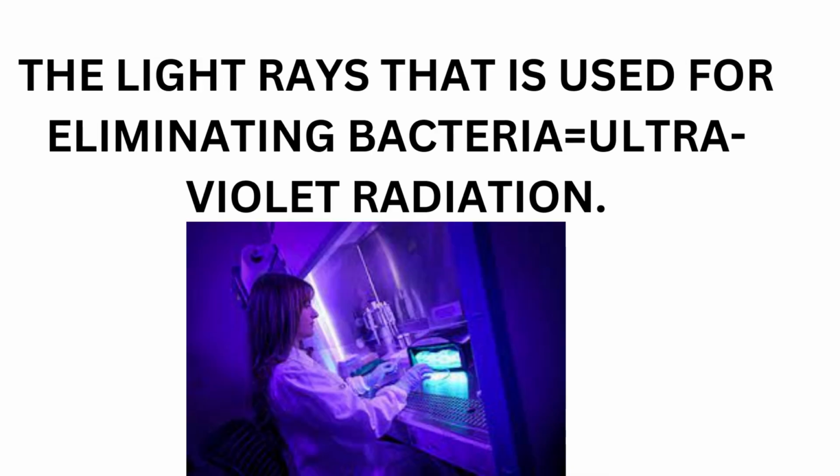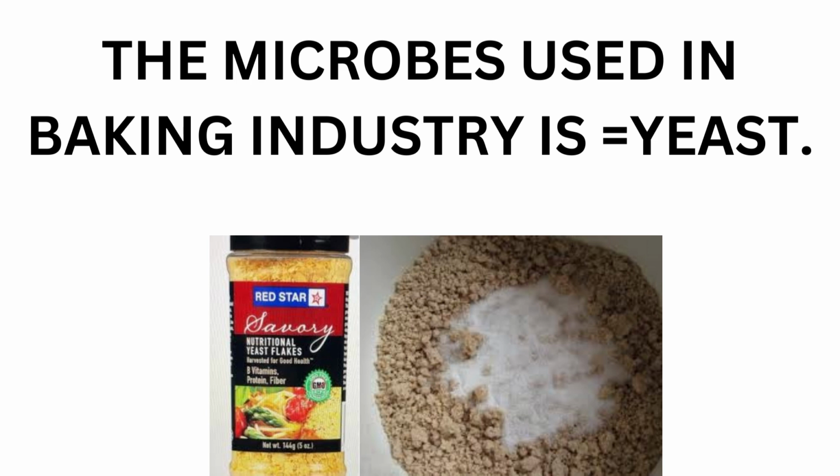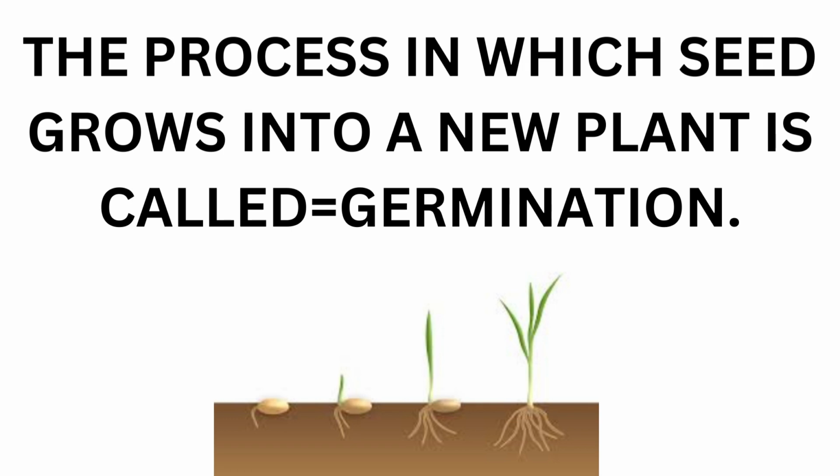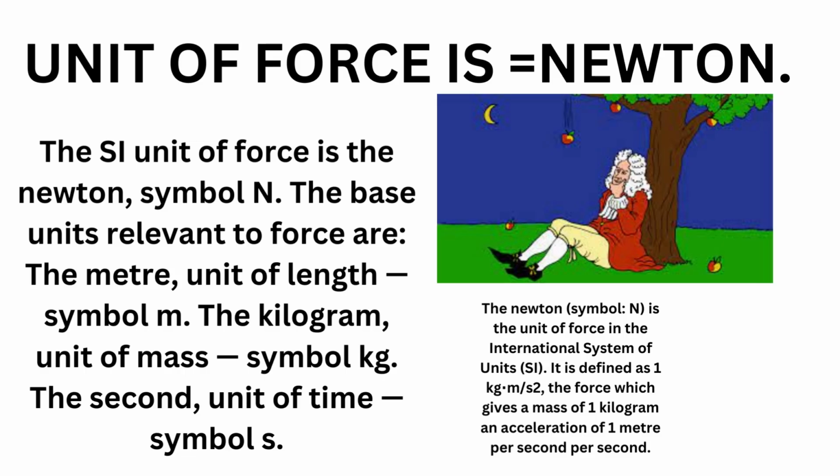The light rays that are used for elimination of pathogens, specifically bacteria, are ultraviolet radiations. And mercury causes a biomagnification problem in the ecosystem. The microbe used in the baking industry is yeast. And the process in which a seed grows into a new plant is called germination. The quantity of matter present in an object is called mass, and the unit of force is Newton.